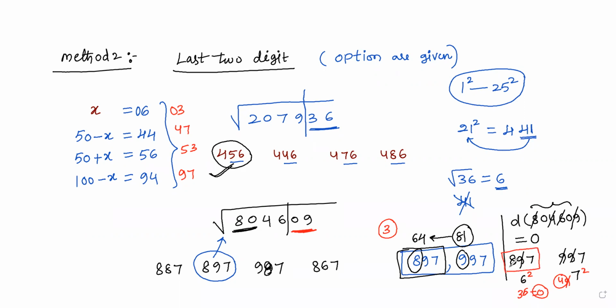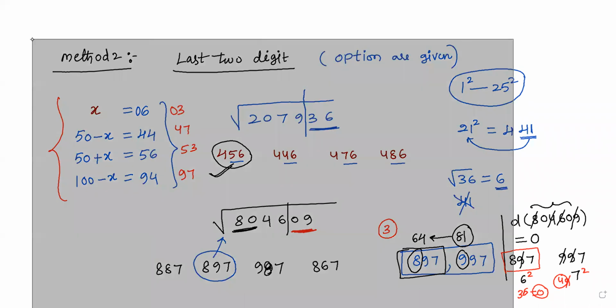So in this way, we have to check the options by using digital sum when they are tied. Is it clear? So when we have the option, we can go through with the digital sum also, or else we can go through this method also. Okay, this is method 2. Now we will talk about method 3. Let me take another example also, a different one.